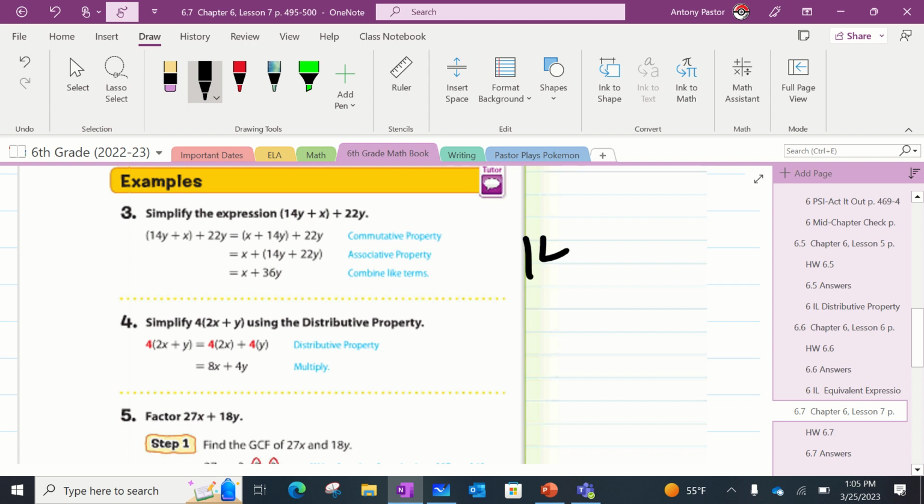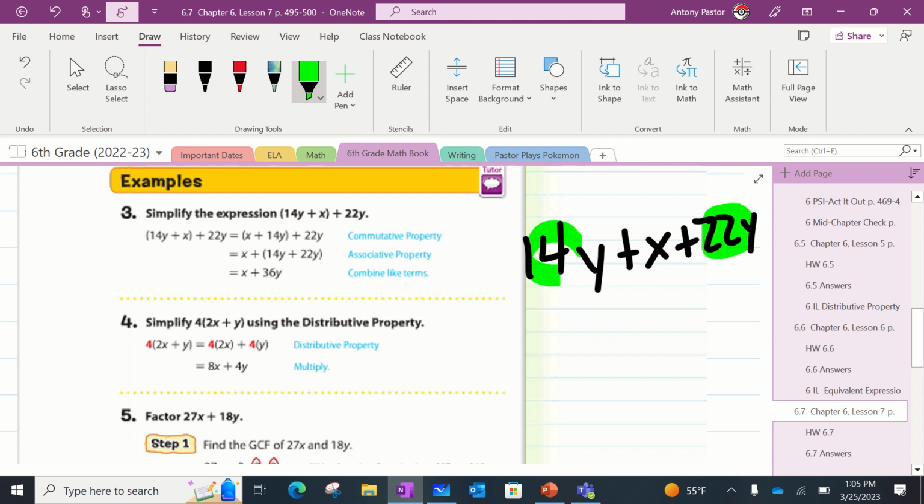So 14y plus x plus 22y does not need the parentheses. We are now going to combine like terms. Since this is a y and this is a y, those are the only two that are going to be added. So 14 plus 22 will be 36, and then we can add our x.